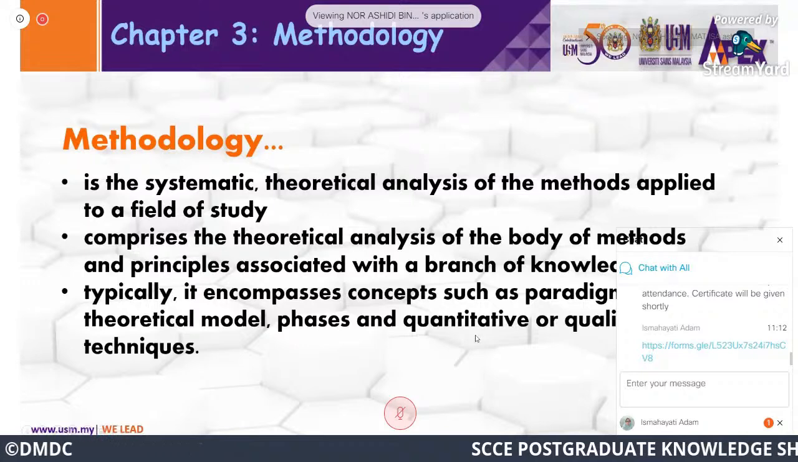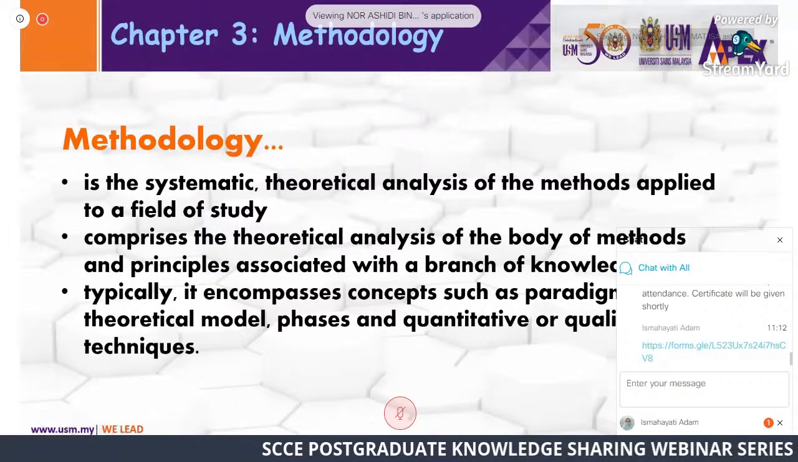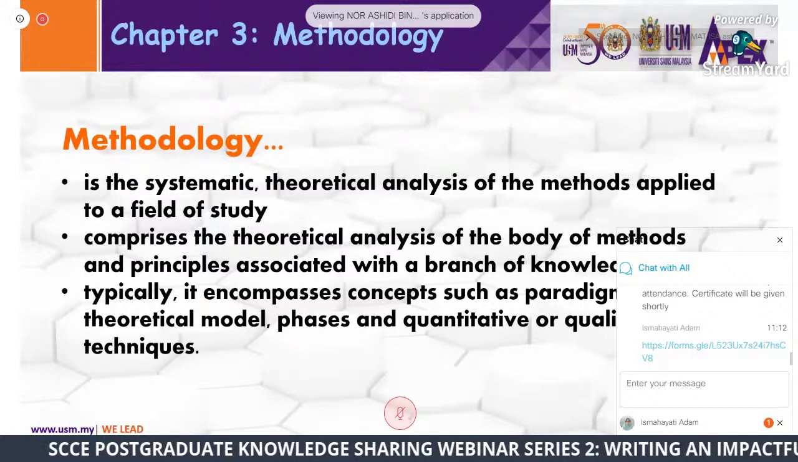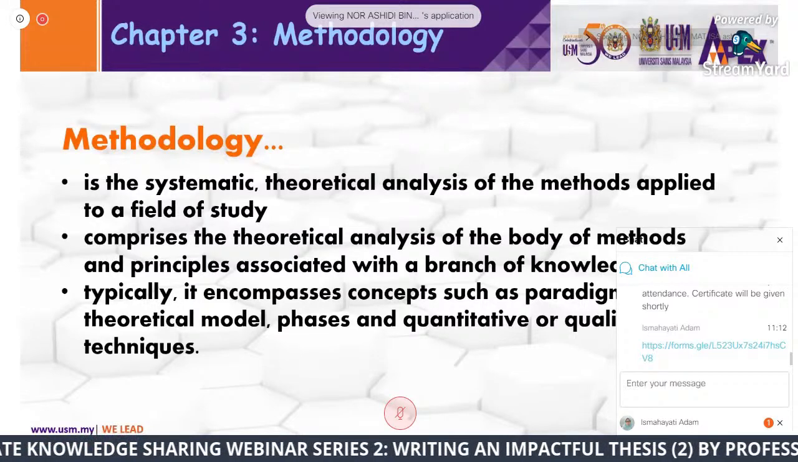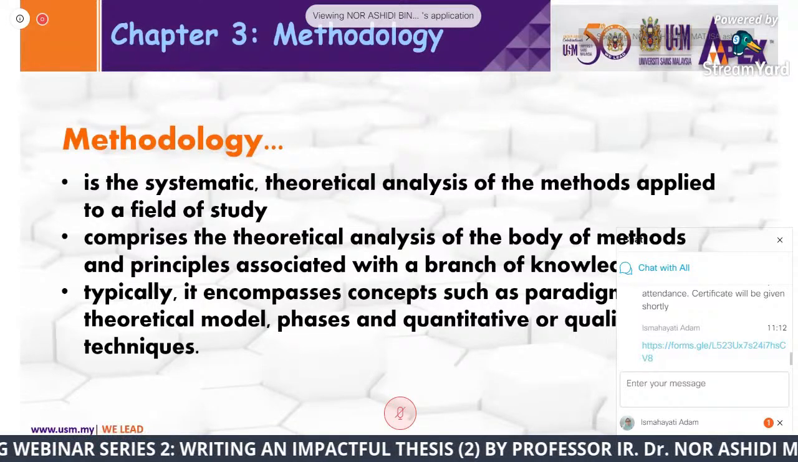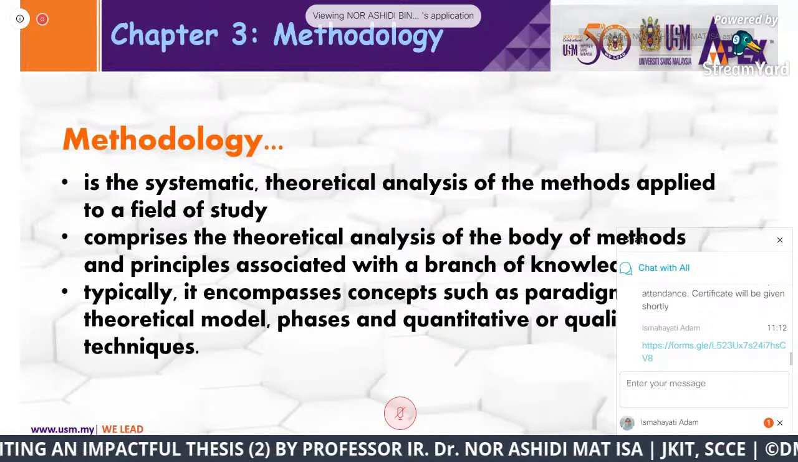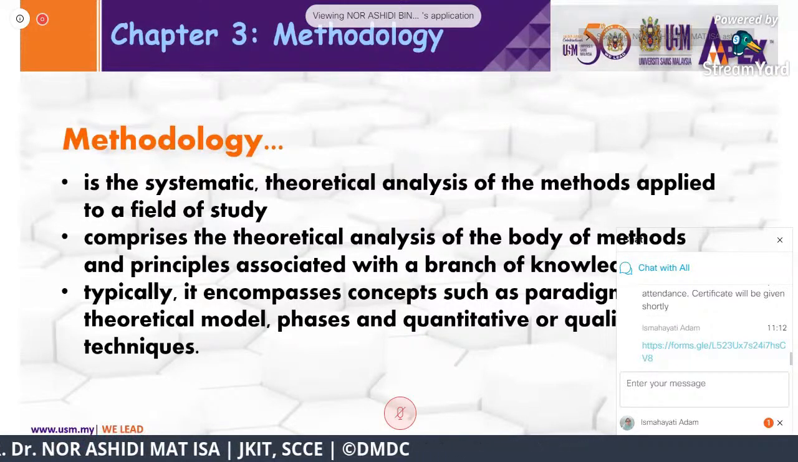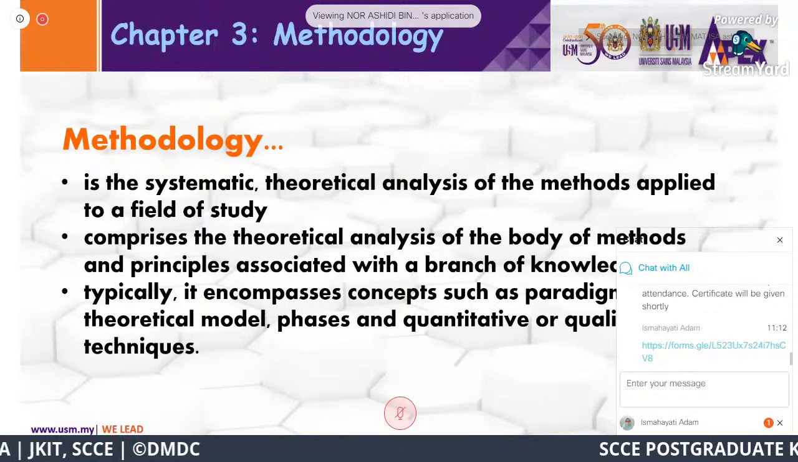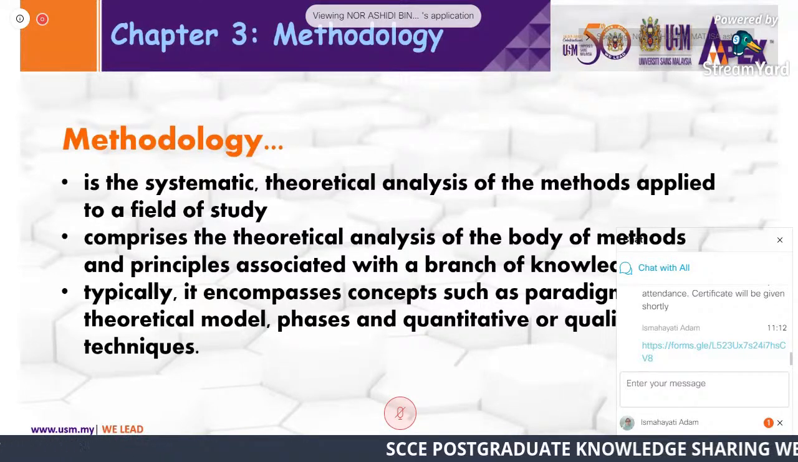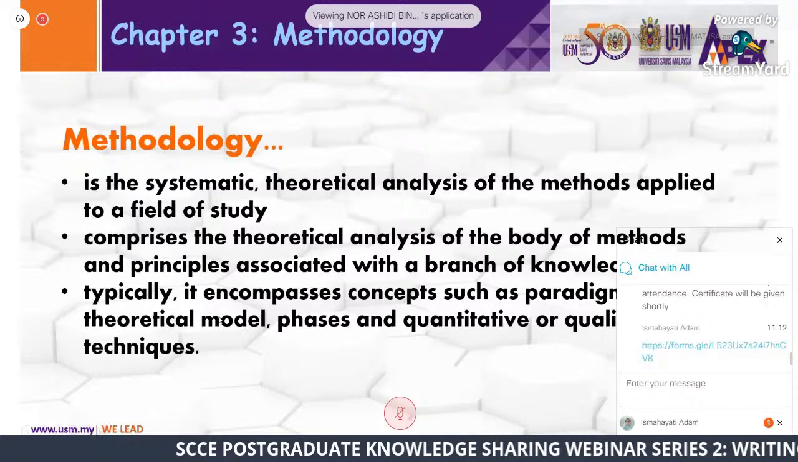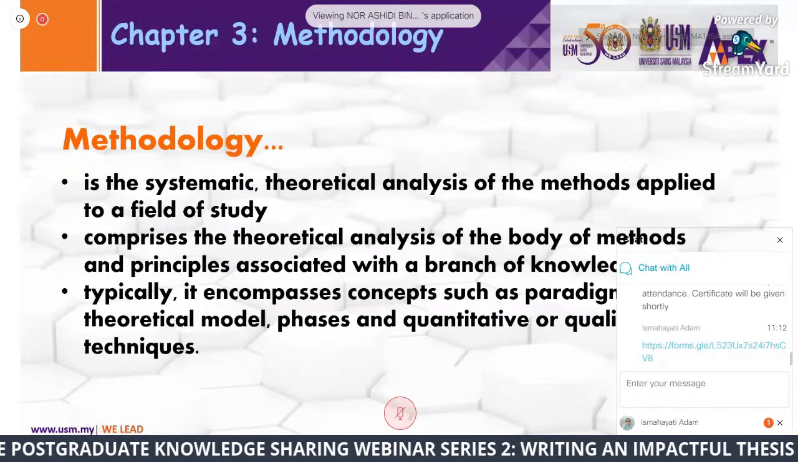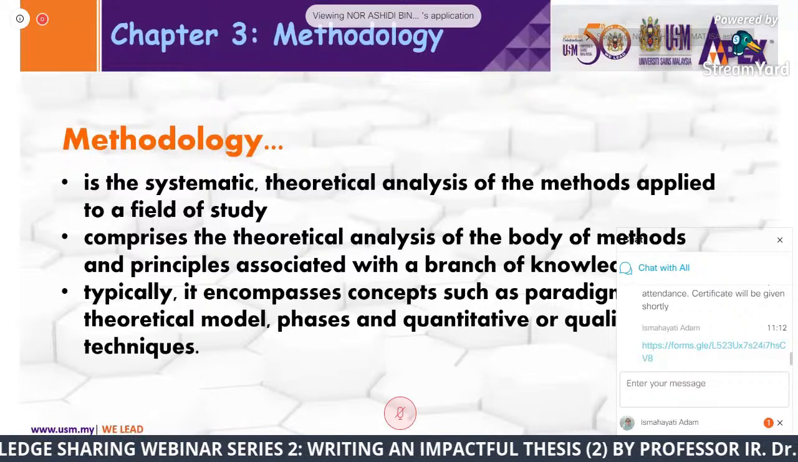If equations are involved, there must be equations, statistical equations. These must be clearly explained. If you have a theoretical model, what is the model? What are the phases, what are the stages involved, and so on. So it must be clear, but your methodology is only up to the theoretical aspect. It's not up to the results.